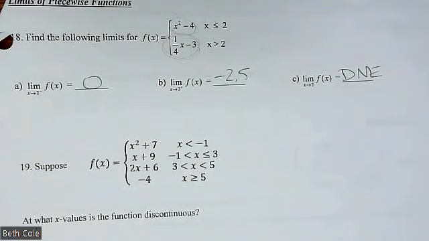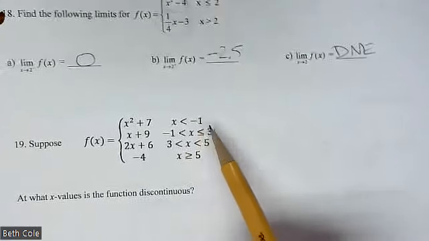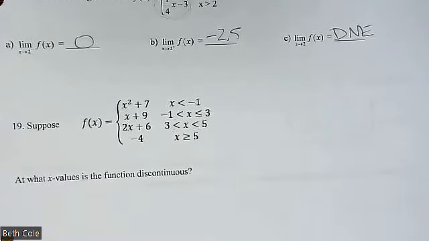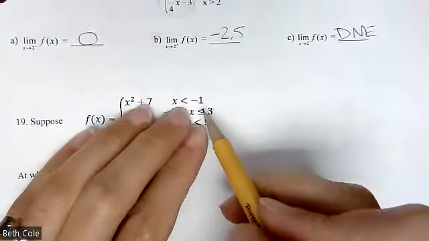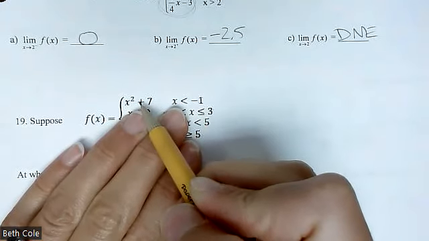All right, so let's look at another piecewise function. At what x values is the function discontinuous? You're going to have to check -1, you're going to have to check 3, and you're going to have to check 5, and just see if they link up. The math you're doing is just plugging numbers in though. So here we go. Let's test -1. If you plug -1 in here, what do you get?